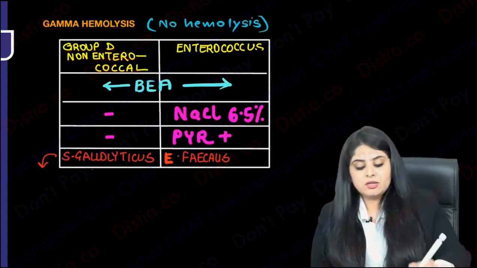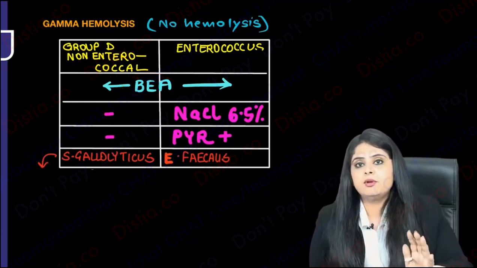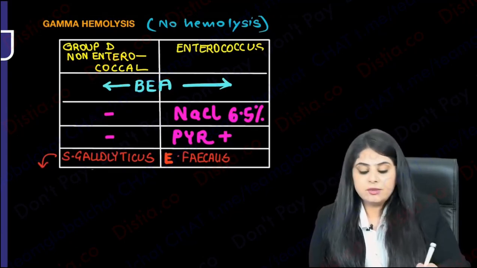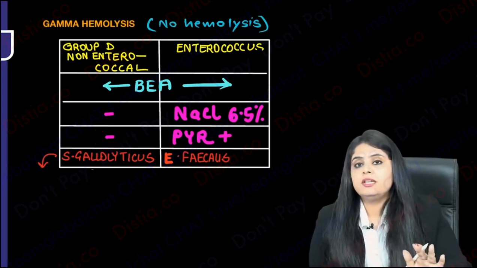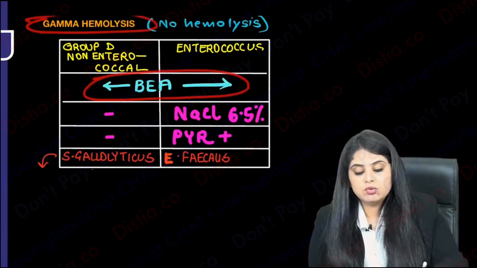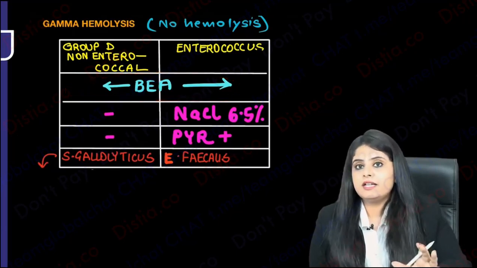But why are we studying it together? Because it can show you the same properties of bile. Only that bile property is the same. Rest, it does not show me any tolerance to NaCl. Rest, it does not show me any PYR test positive. It is only similar in the format that both show you gamma hemolysis and both of them are going to be showing you bile reaction.